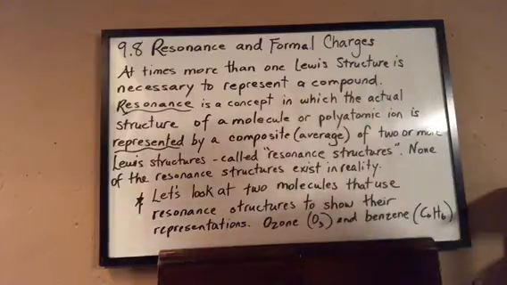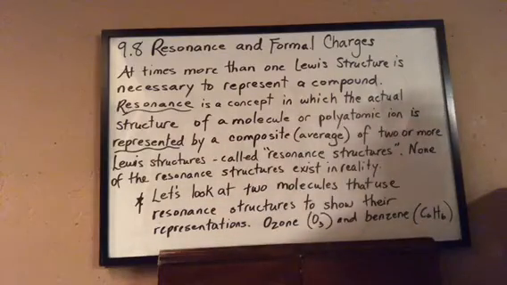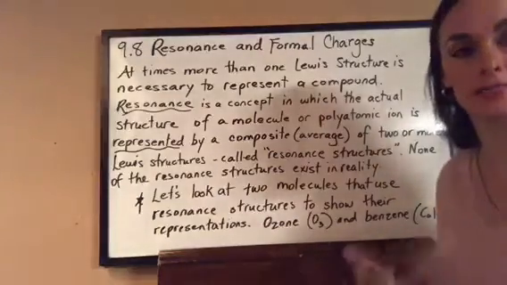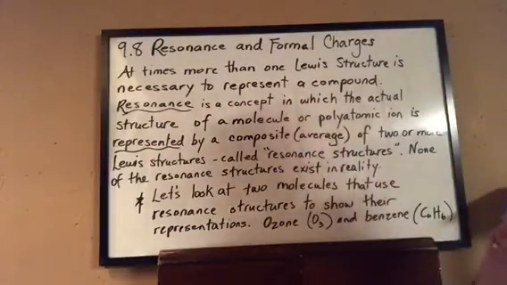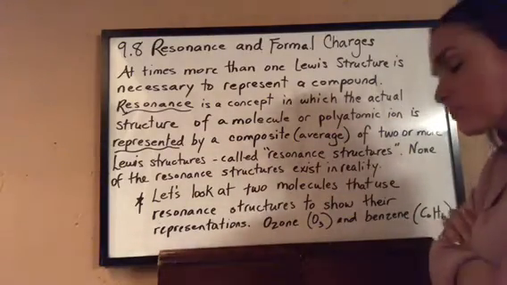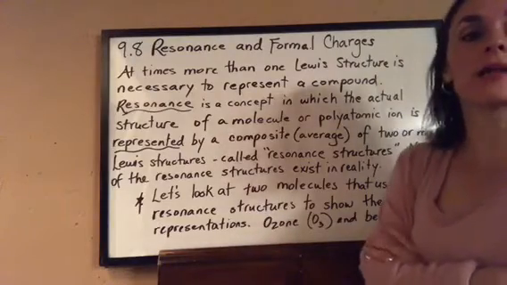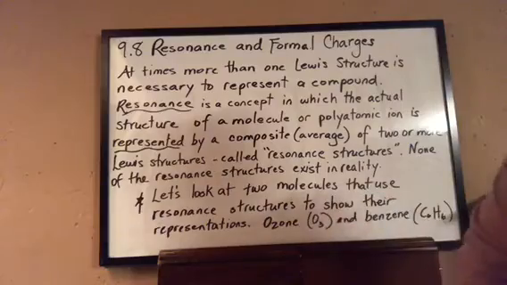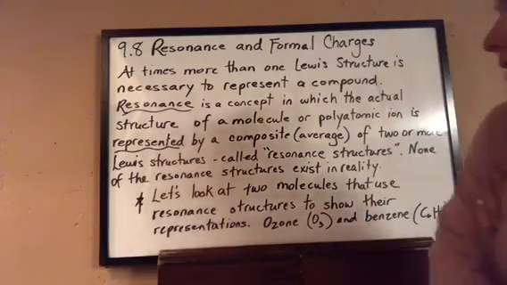Resonance is a concept in which the actual structure of the molecule or the polyatomic ion is represented by an average or a composite, a combination of two or more Lewis structures, which we call resonance structures. And in reality, none of these resonance structures actually exist. We're going to look at two examples, ozone and benzene.